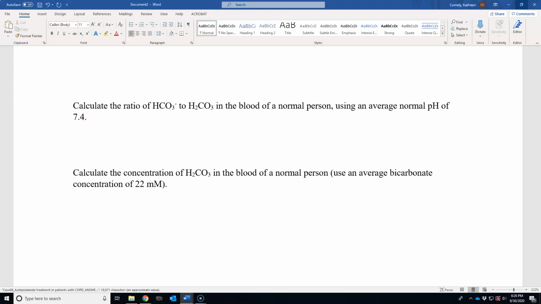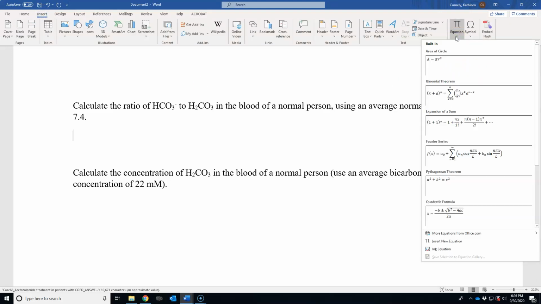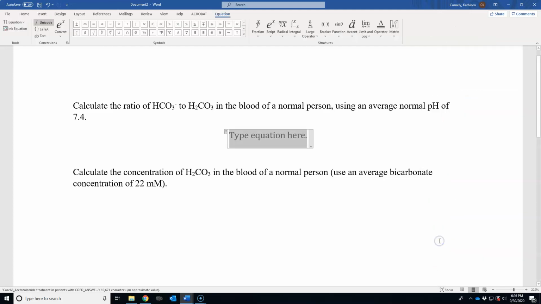So let's start with some problems that I gave you for your latest case study. So I want to insert an equation. So I go to Insert and then Equation, and there are lots of built-in equations here, but I want to insert a new equation. So I'm given a box right here where I can type my equation.